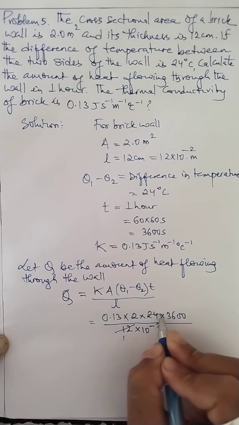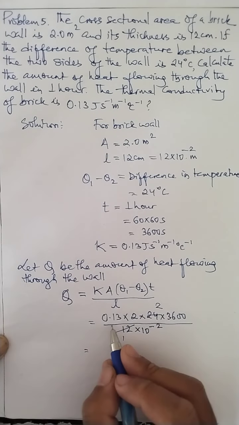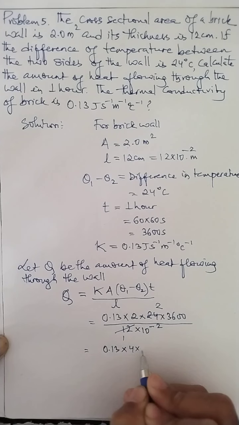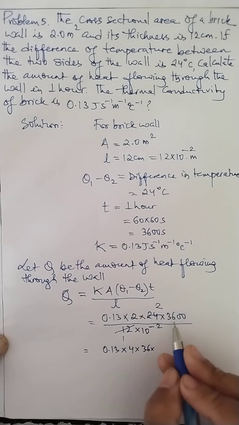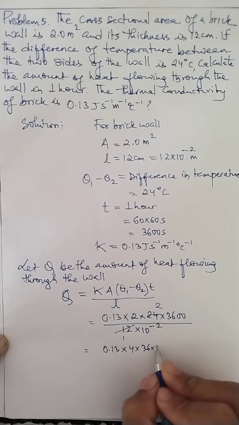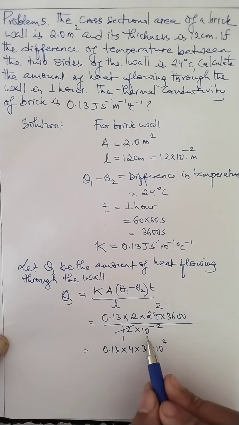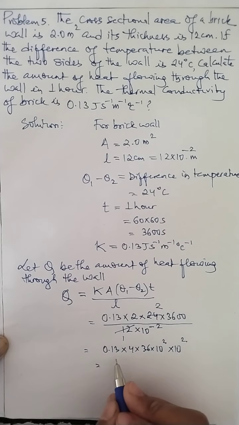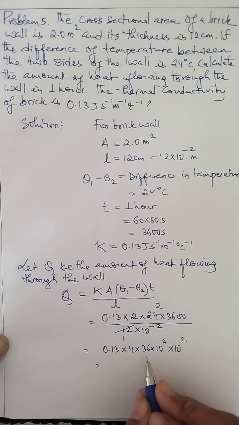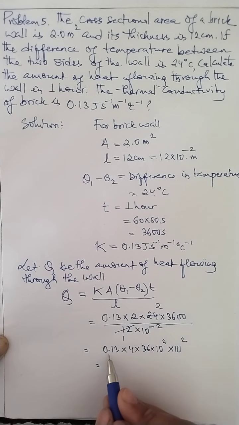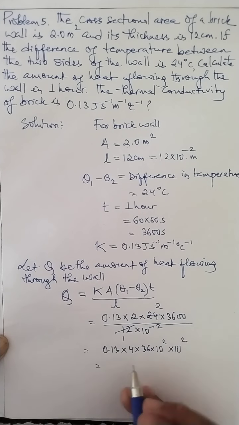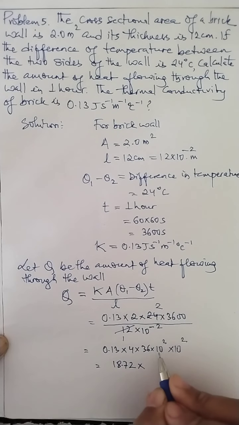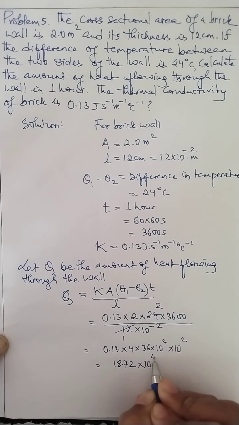12 1s are 12, 12 2s are 24. Now 0.13 into 2 2s are 4 into 36. Let me write 3600 as 36 into 100, but 100 means 10 to the power 2. Now 10 to the power minus 2, if I take it in the numerator, is 10 to the power 2. Now 0.13 into 4 into 36, we can multiply. Children, if you multiply 0.13 into 4 into 36 with the help of a calculator, you get approximately 18.72 into 10 to the power 2, and 10 to the power 2 into 10 to the power 2 means 10 to the power 4.